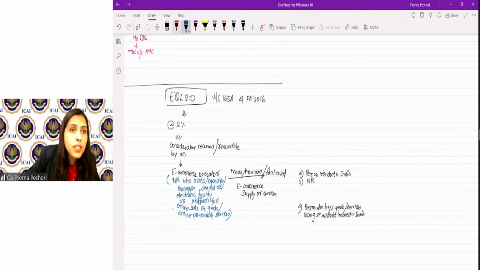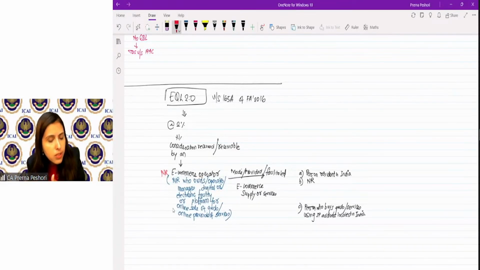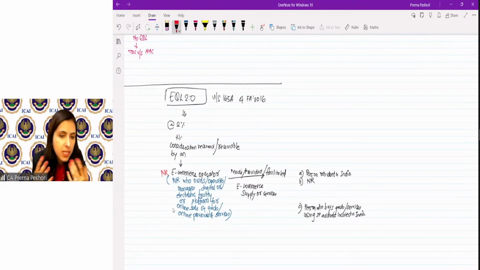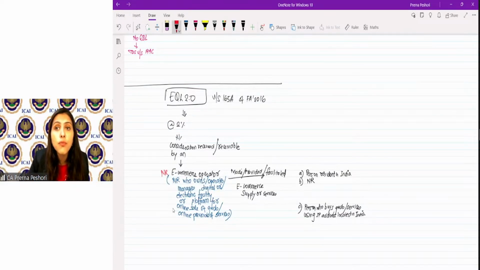So the e-commerce operator has to be a non-resident who either owns the website or electronic facility or digital facility, who operates the facility or who manages the facility for the online sale of goods or online provision of services. Now, if I'm owning a website through which I am making the sale of goods or providing some services, I will give you the examples. You tell me whether it will fall within the definition of the e-commerce operator or not.